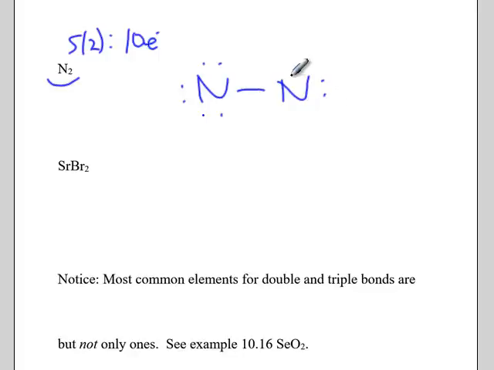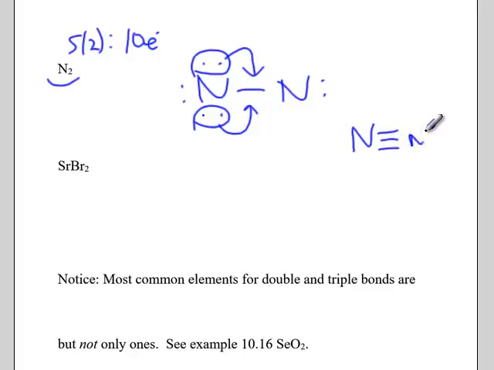So this nitrogen is short 4 more electrons. So we're going to end up moving not 1 lone pair, but 2 lone pairs. So we end up with a triple bond between the 2 nitrogens, and each nitrogen ends up with 1 lone pair.